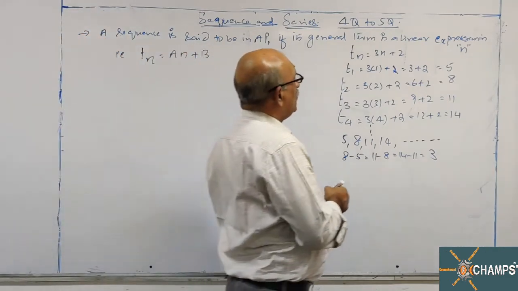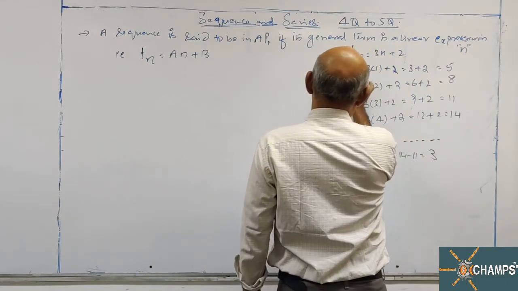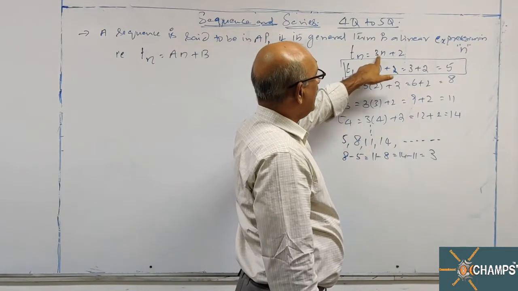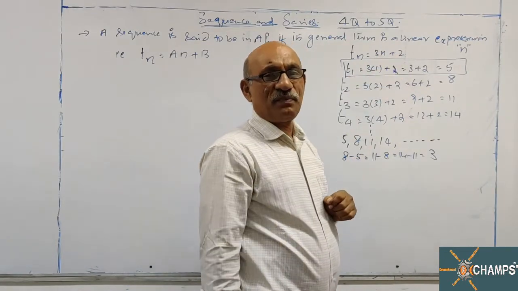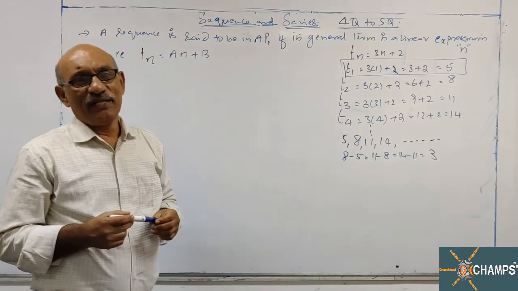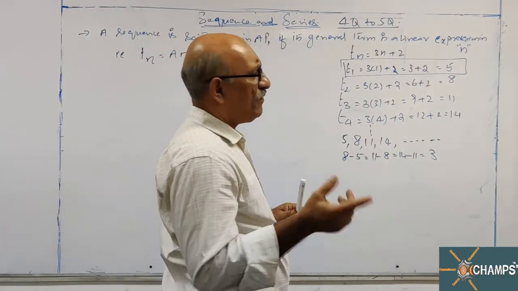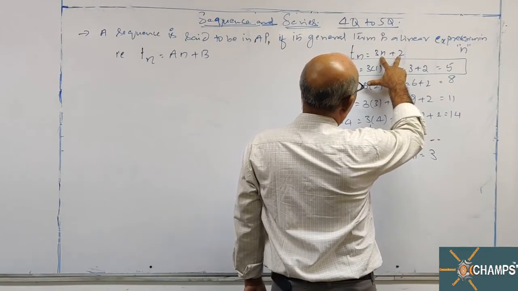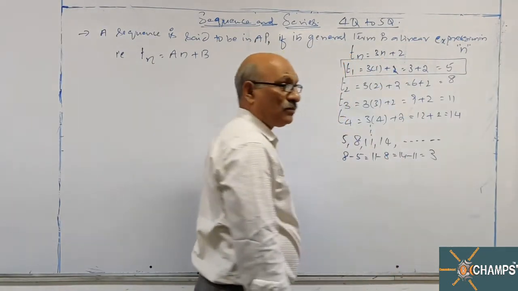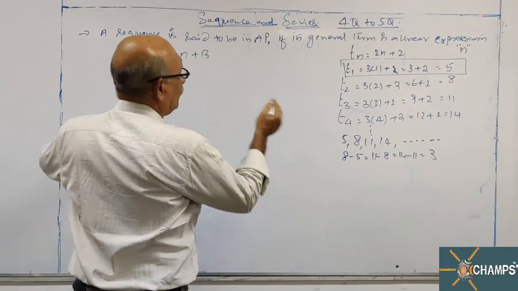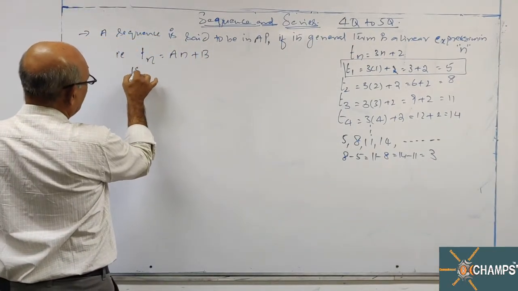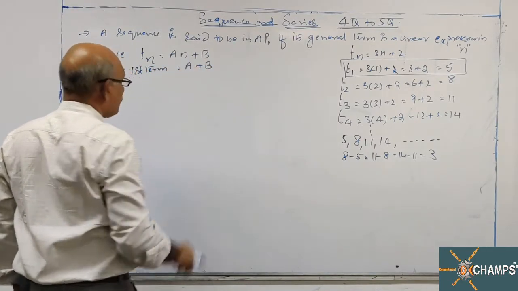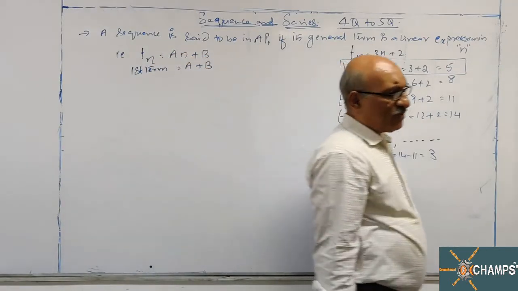Now, notice one more point here. The first term of the sequence is obtained by adding the two constants in the given expression: 3 plus 2, 5. So, when the general term is given, how can you get the first term? First term is obtained as A plus B.